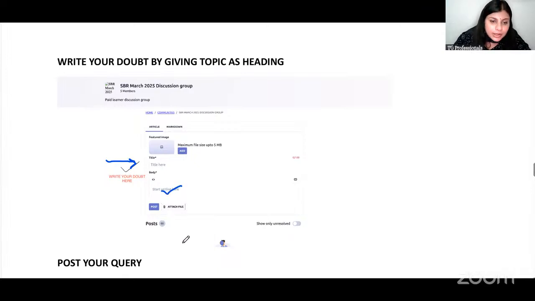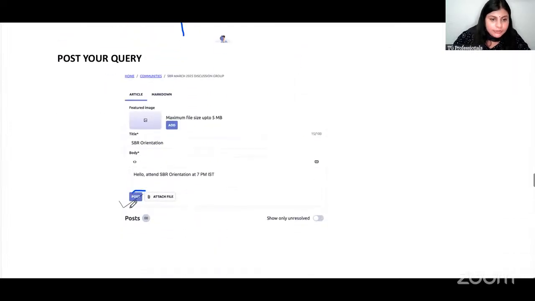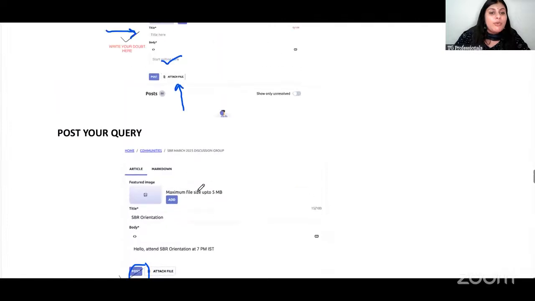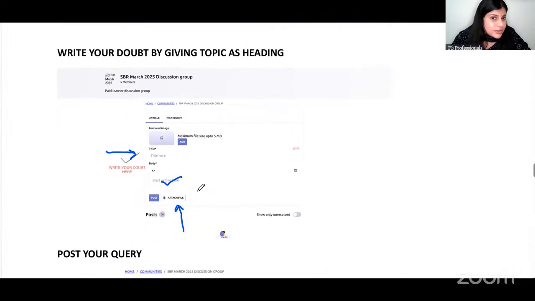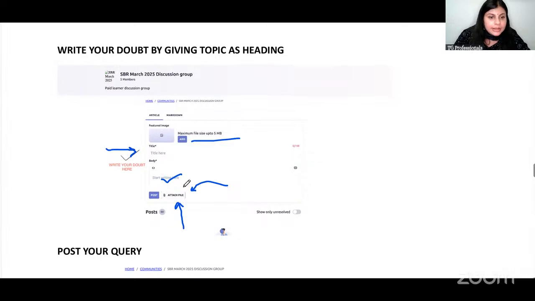If you're asking a question and have a screenshot, you can attach the screenshot here. Then you will post your query. If you want to ask in the form of a voice note, let's suppose you want to send a voice note to me, you can attach a voice note here. Just one thing: your maximum file size should be up to 5 MB. You attach it here, write your doubt here, explain your doubt here, and then post it.